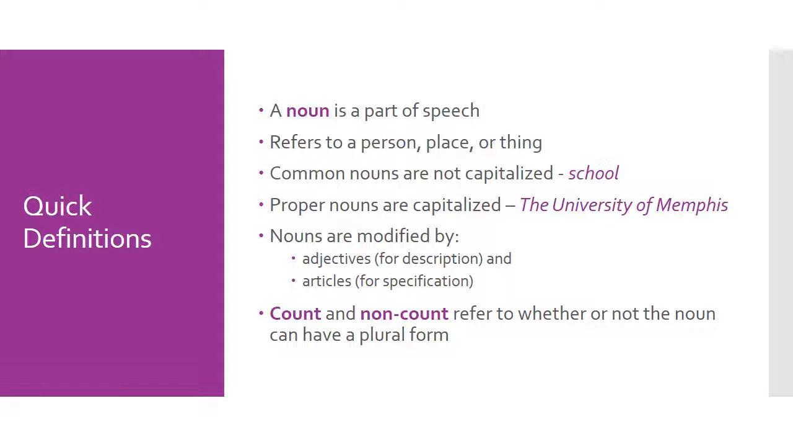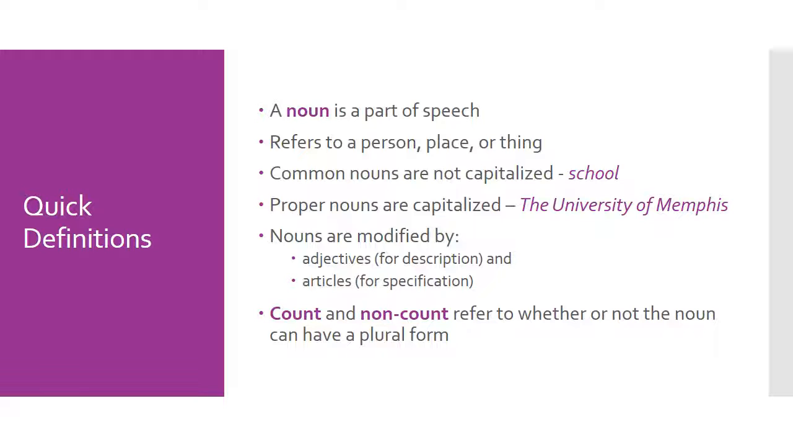So, a few quick definitions. A noun is a part of speech, just like a verb or an adjective. A noun refers to a person, a place, or a thing. Common nouns are not capitalized, so words like school, book, park. Proper nouns are capitalized, so when we use a specific noun for a name of a specific person, place, or thing, we would capitalize. So the University of Memphis is a specific school.